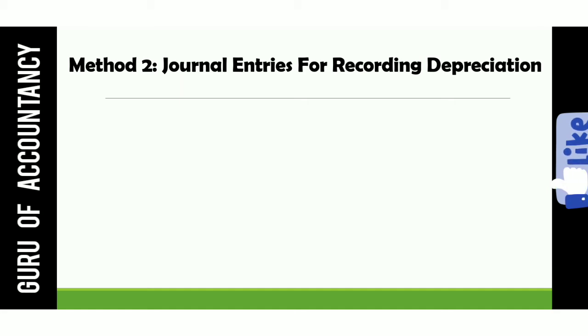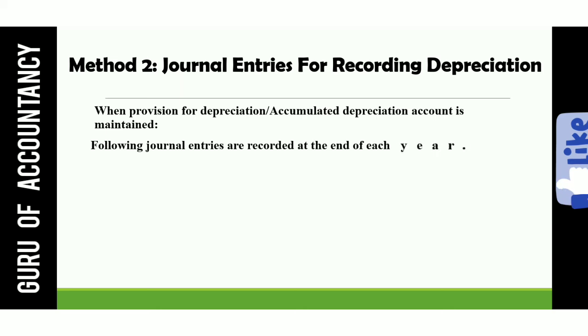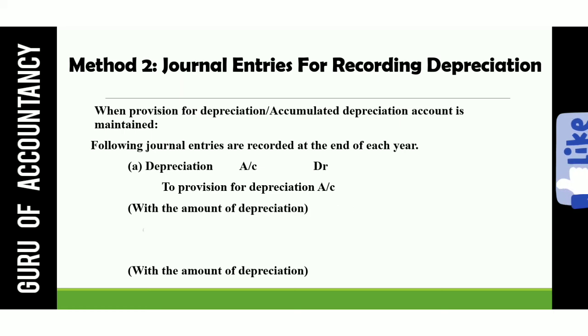Second method, that is creating provision for depreciation or accumulated depreciation. When the provision for depreciation account, that means accumulated depreciation account, is opened, the following journal entries are recorded at the end of each year. First entry would be depreciation account debit to provision for depreciation with the amount of depreciation, and the second entry would be profit and loss account debit to depreciation.